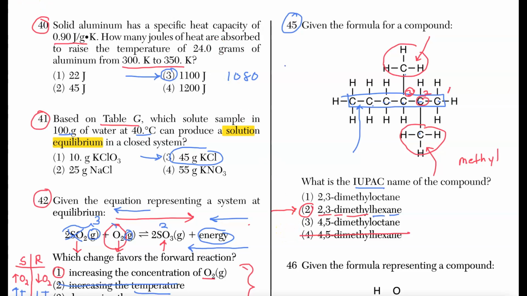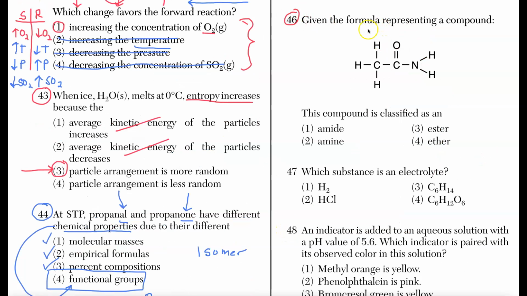On to 46. Number 46, given this formula, they want to know what's classified. What class of compounds? So it's an organic compound, carbon-based. We have three tables, P, S, and R. R is going to tell you the functional groups and give you examples. Okay? So here's what I know.